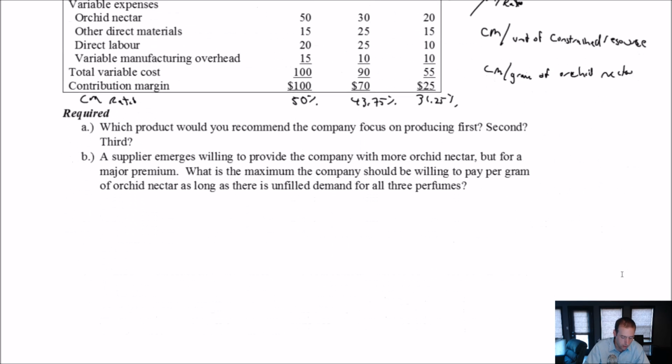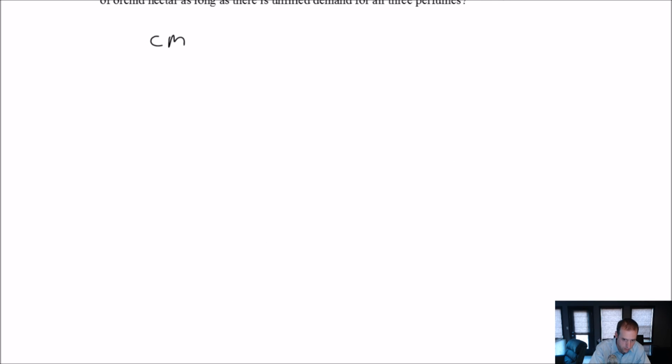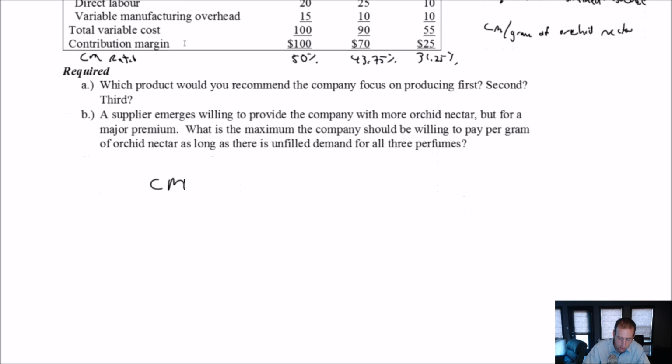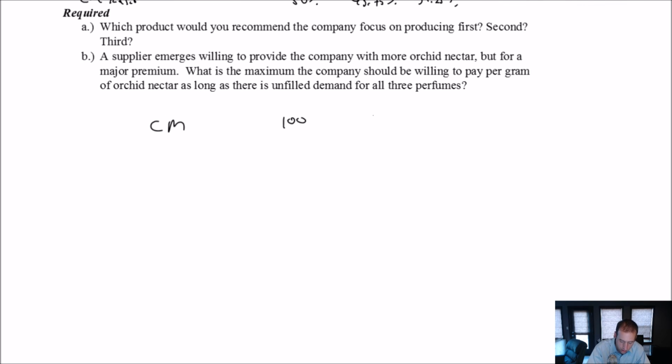So here's what we know. We know our CM for each of these. It's red is 100, green 70, not 75, and blue 25, and that's RGB, red, green, blue. But what we need to figure out is the number of grams of orchid nectar.